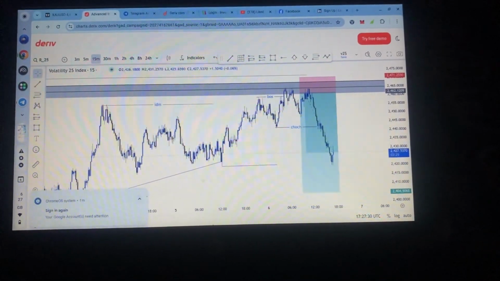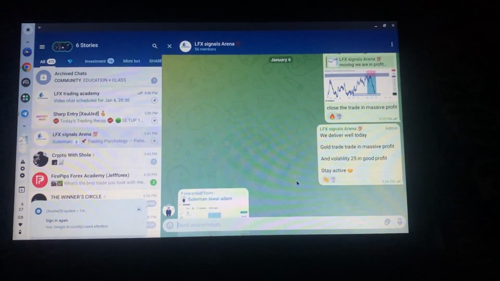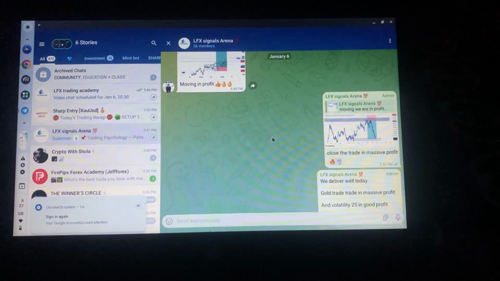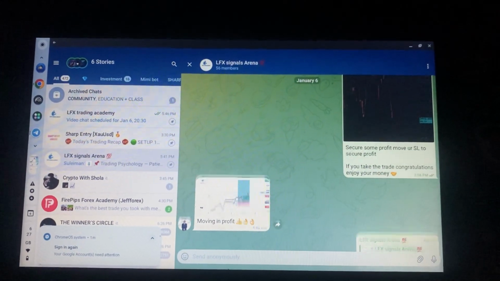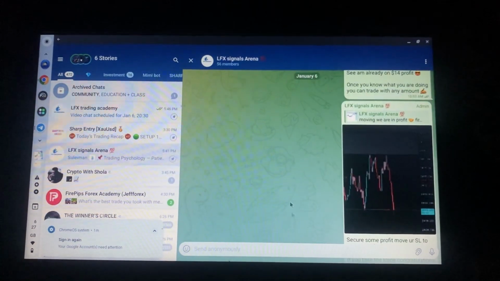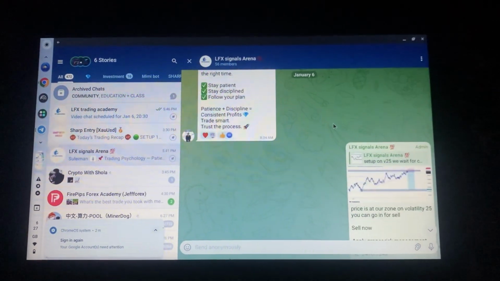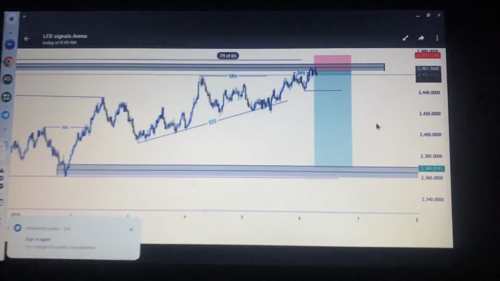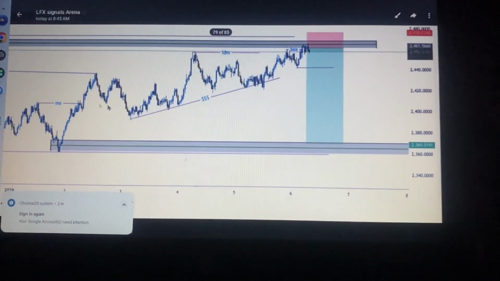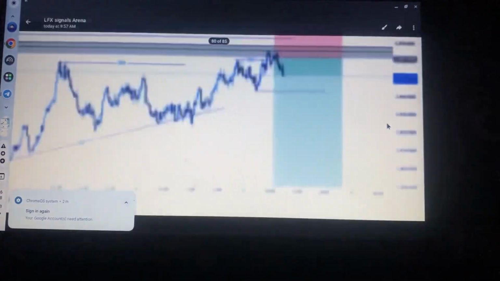Then I shared it to my community. You can see this is the trade. I told them to close. You can see this is where we actually entered the trade, because I told them to wait for confirmation. So this is when I told them to enter. This is when the trade got to our zone. Hope you can see. Then I told them to enter the trade. So this is where the trade is now moving.